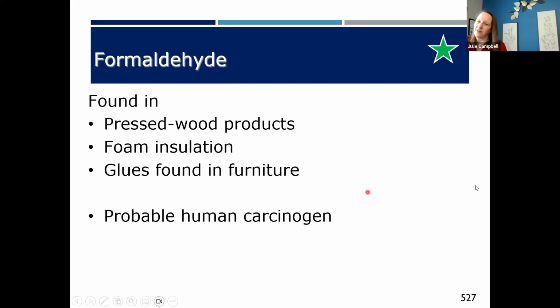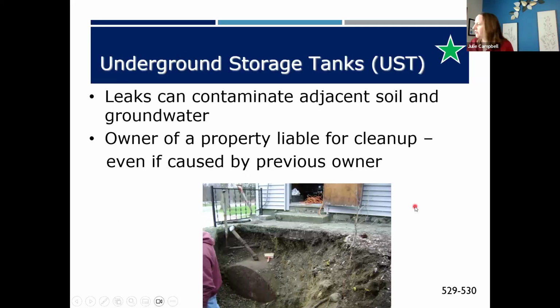Another environmental concern, and this is a pretty big one: underground storage tanks. Underground storage tanks are generally steel. Over time, steel corrodes. The contents in the tank, once it's corroded, can leak out. What do you have in the tank? Oil, gas, for example.